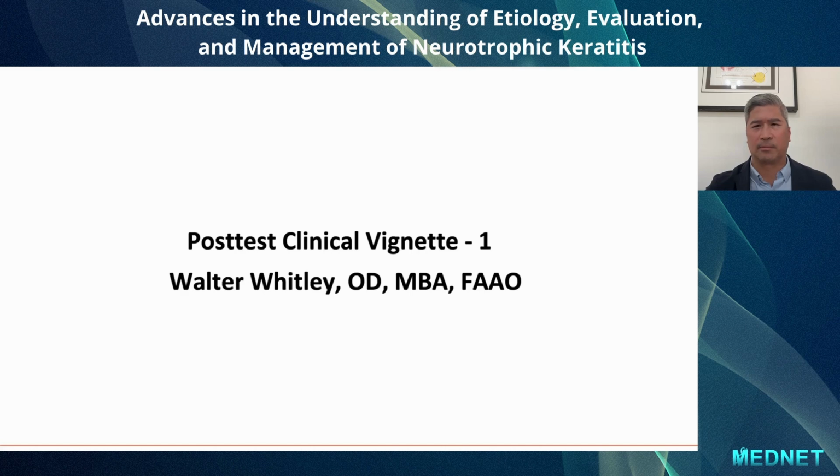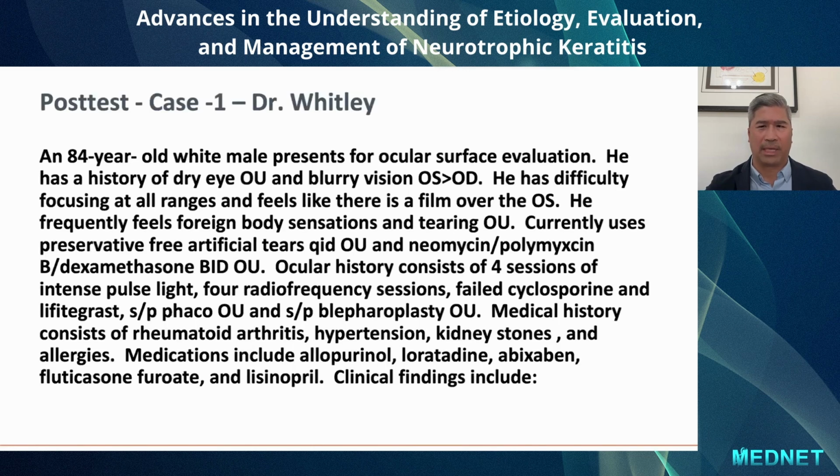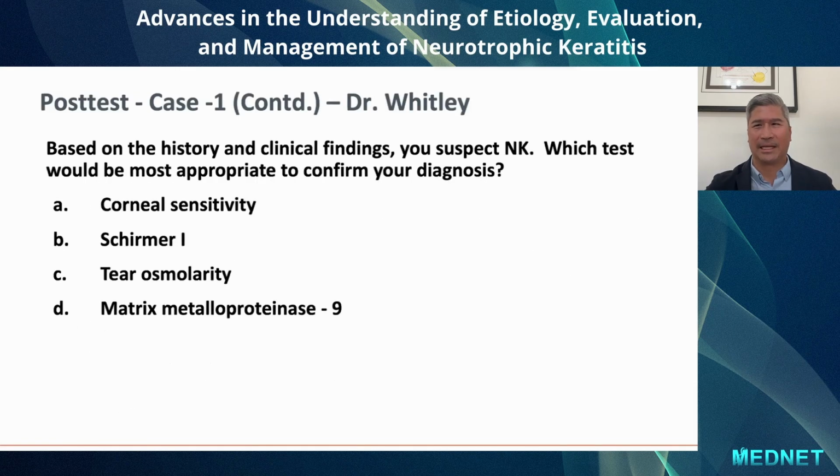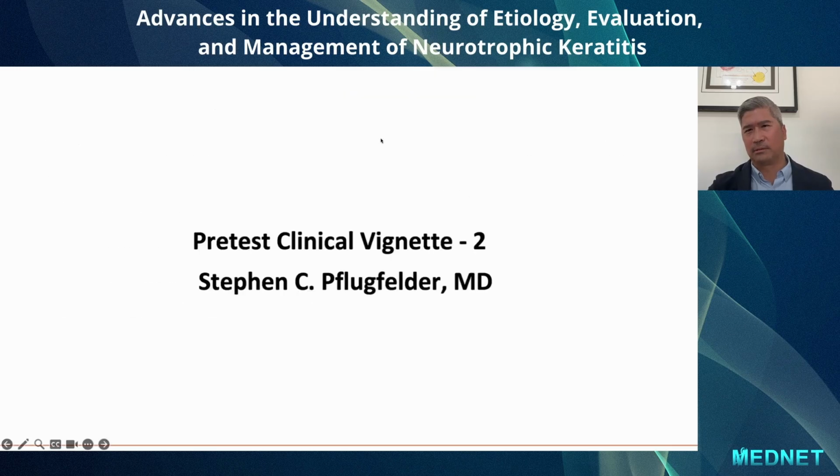And we're going to go into the post-clinical vignette, going back to our patient. I'm not going to read all this once again, but in the end, which test would be most appropriate to diagnose NK? I pretty much already gave the answer, but you already knew the answer before this question came out. But I just wanted to reemphasize the importance of the testing to identify those patients with NK. So corneal sensitivity, Schirmer, tear osmolarity, or matrix metalloproteinase. And so I'm going to turn this now over to Steve.